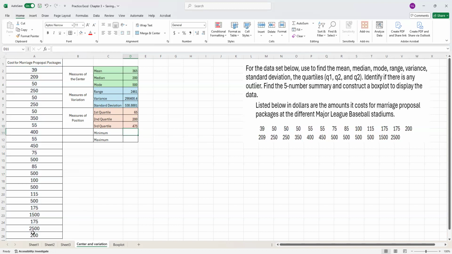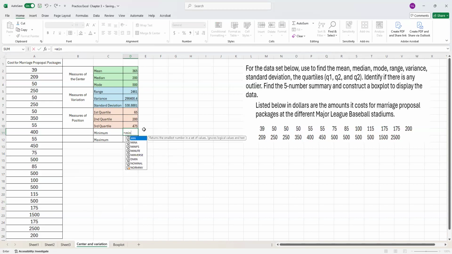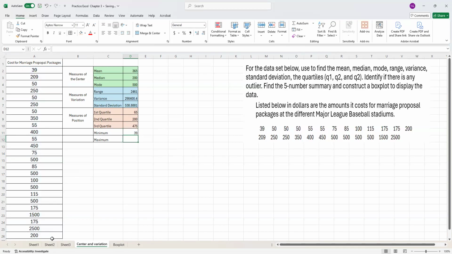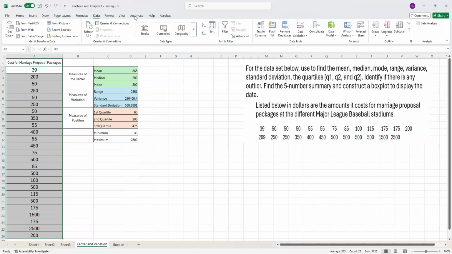Now, maximum and minimum. There are two ways to find the maximum and minimum. I can just hit minimum, select the whole data set, close the parentheses. And for the maximum, remember, the largest data in the data set, we take max, equal sign, of course, don't forget your equal sign, select the data set, close parentheses, and that's the maximum. But if you want to, you can just select your data and go to data and sort your data from the smallest to the largest.